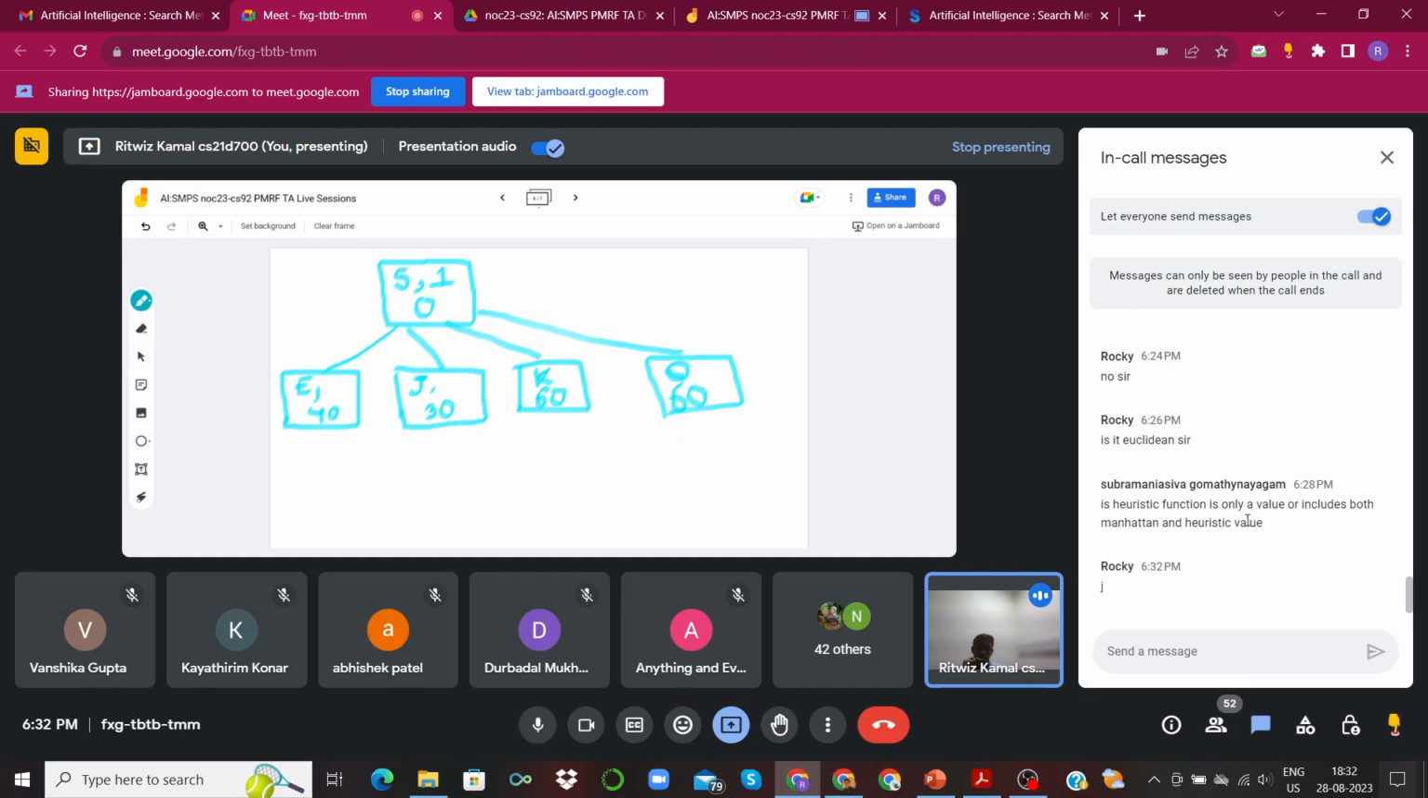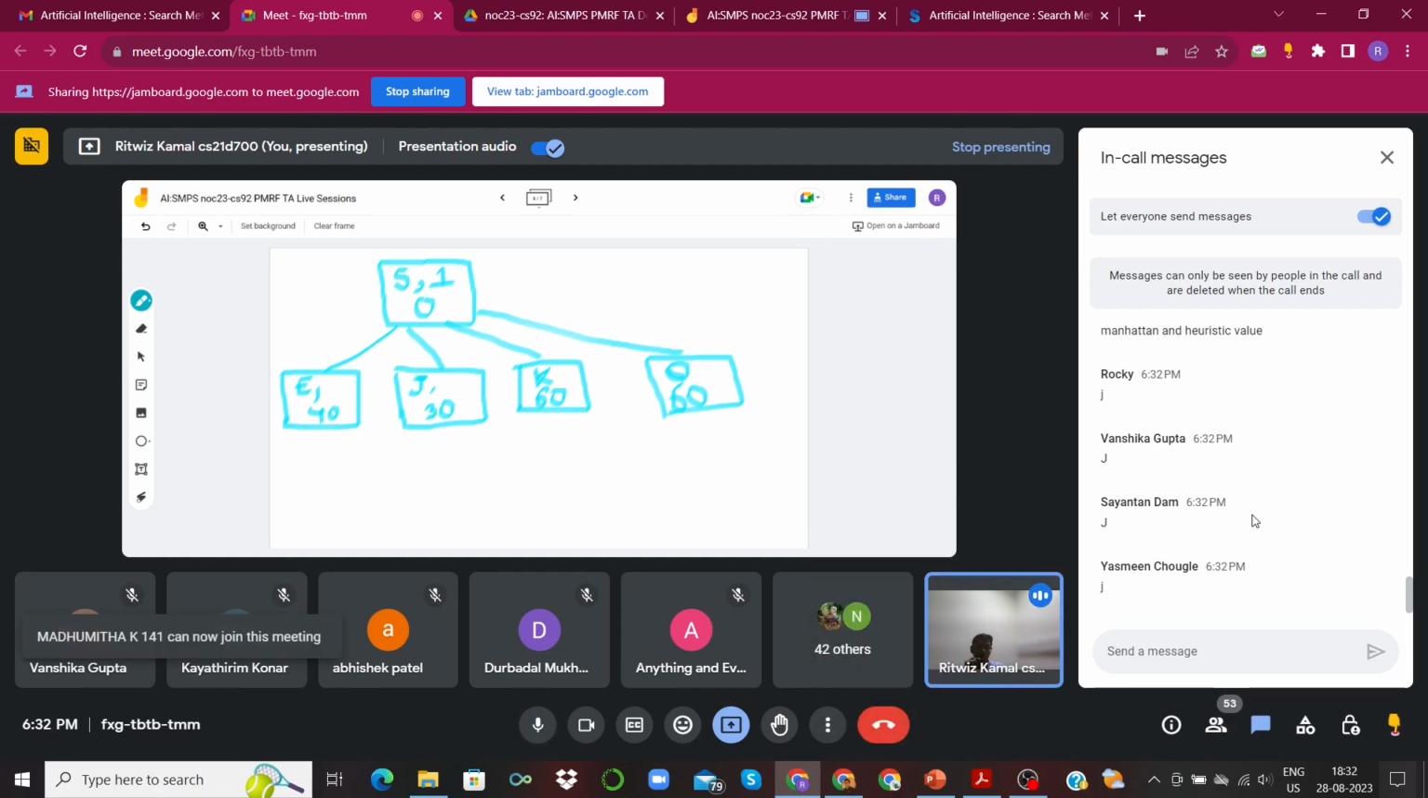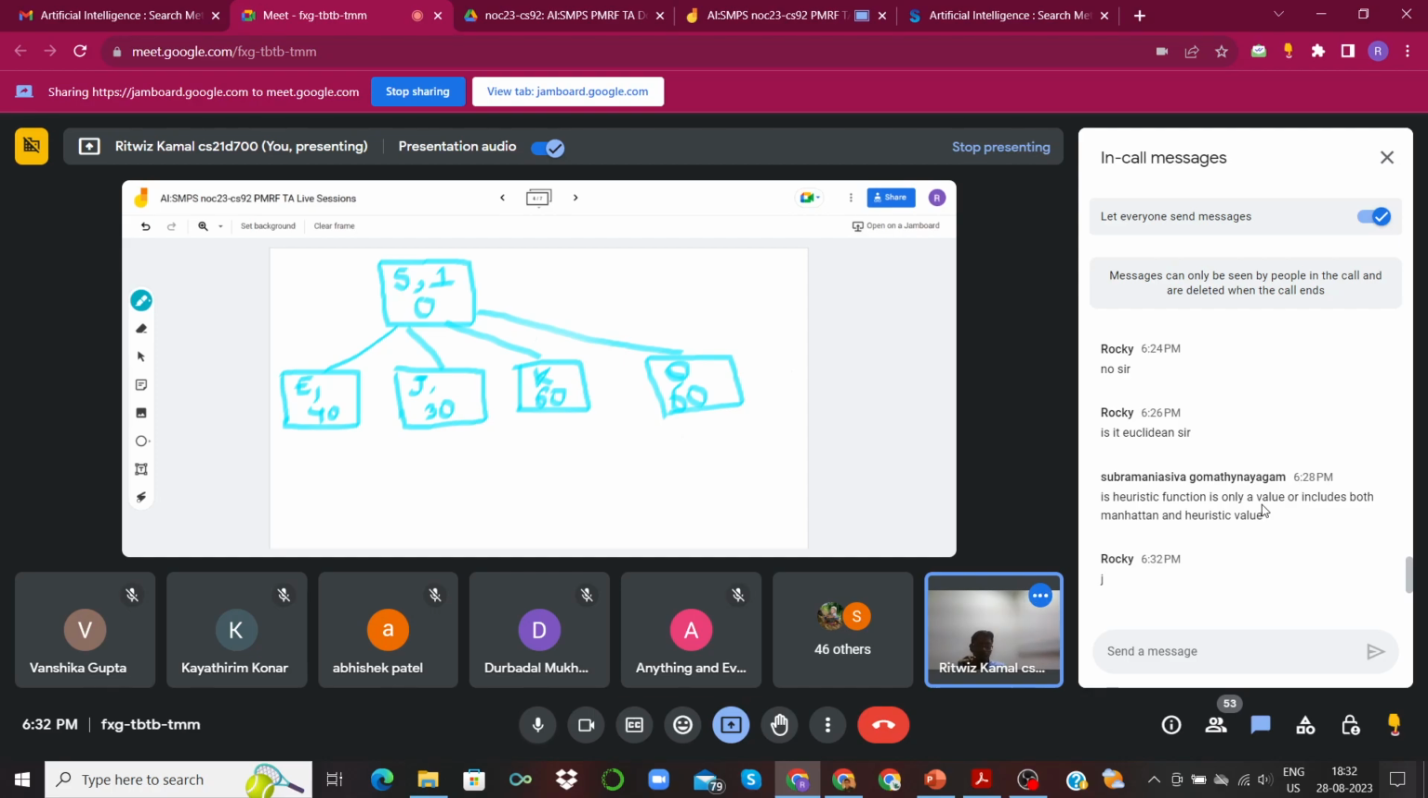J. That's right. We're going to explore J because it has the lowest cost, which is 30, which seems the most promising as of now. We're not saying that this will be the ultimate part of our final optimal tour, but as of this point of time, it seems to be the best option to us. So we're going to go ahead with it.